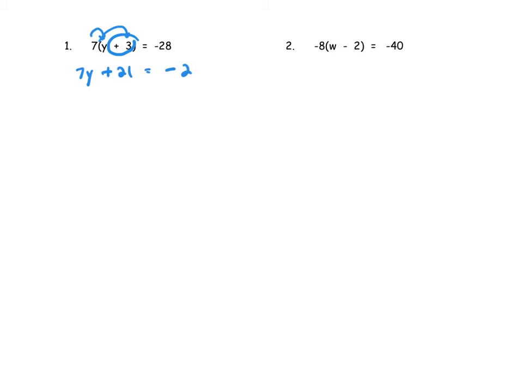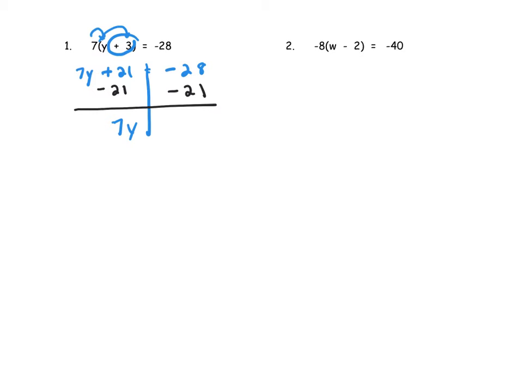Equals negative 28. So that wasn't too bad. Here's where a common error comes in. I'm going to subtract 21 on both sides. Now if I look at this, I might be fooled into thinking that 28 minus 21 would be 7, but I want you instead to think about you combining these terms.